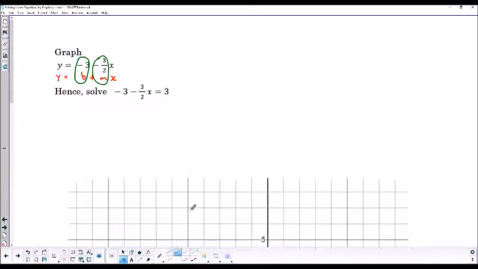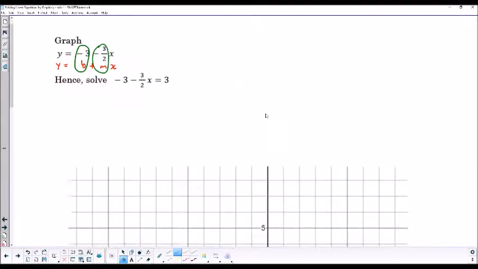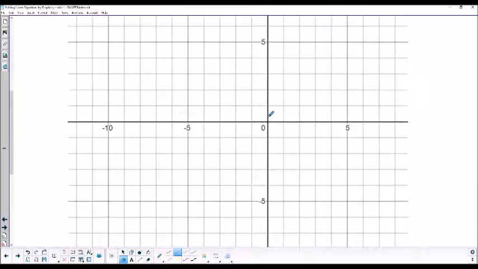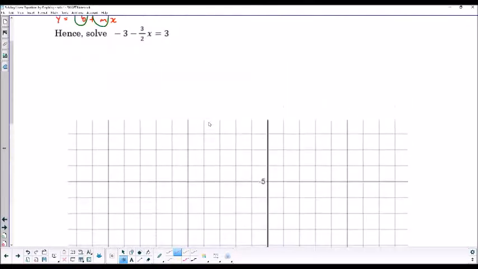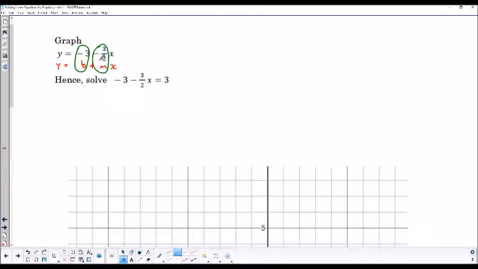So we're going to start off by plotting the point of the y-intercept. So we start at the origin, and we're going to go down 1, 2, 3. So that's where negative 3 is, or the coordinates are 0, negative 3. And then from there, we remember that the slope is negative 3 over 2. And so that means that the rise is the top here, and the run is the bottom of that ratio.